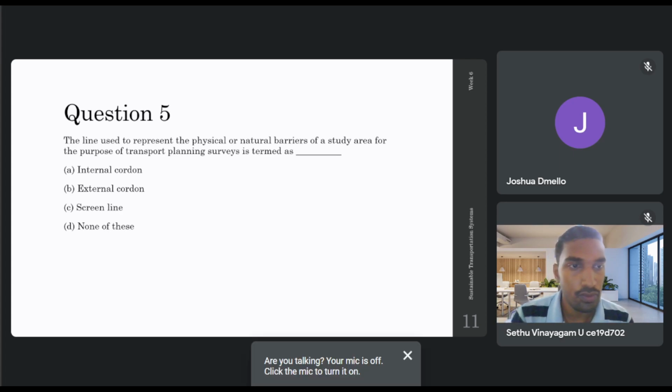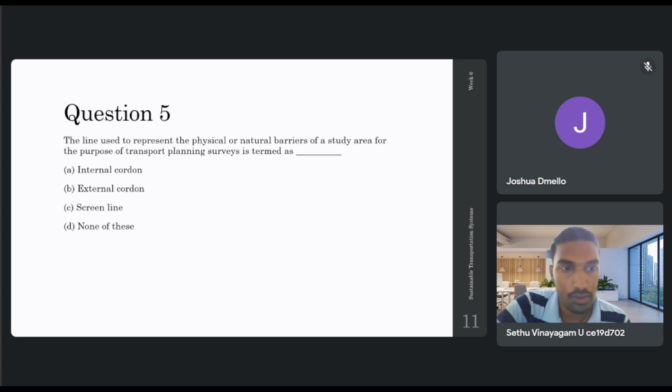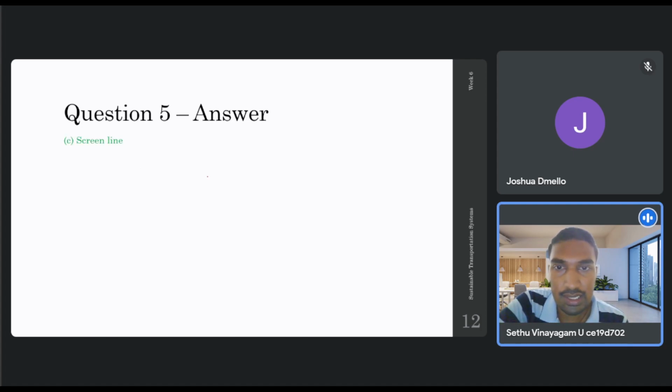So we have one vote for option B, external cordon. Right, so the right answer is option C. It is actually screen line.